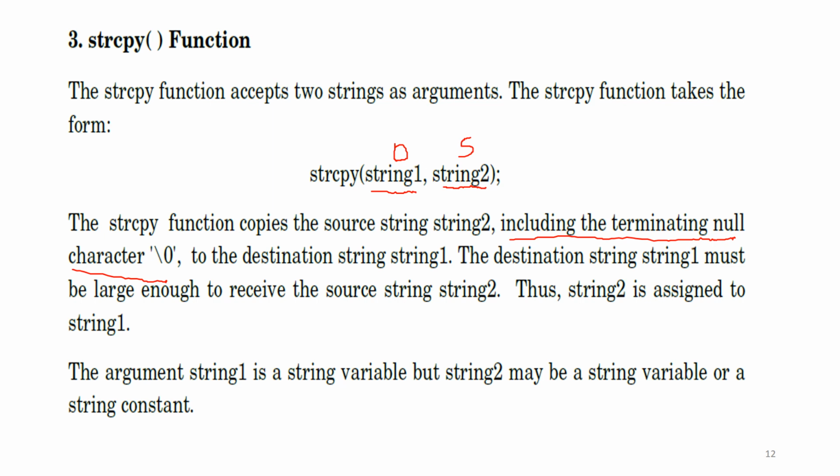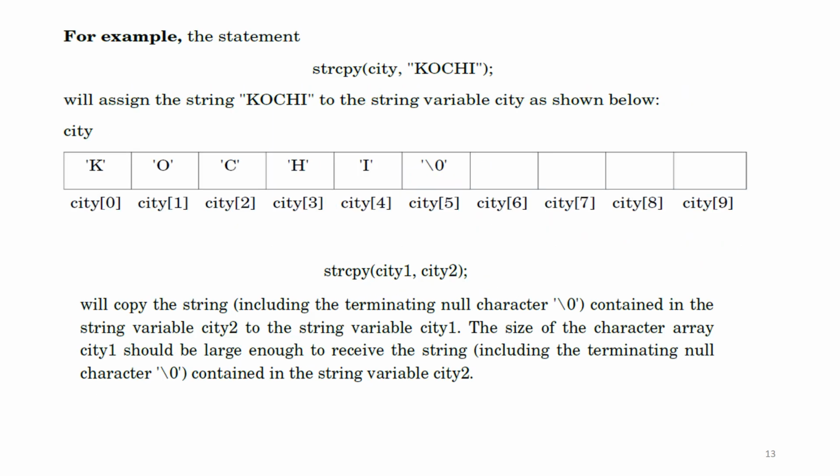The argument string 1 is a string variable, but string 2 may be a string variable or a string constant. Another important point you should note is, the assignment operator doesn't work for string copying. Let's consider an example demonstrating the use of the STRCPY function, the string copy function.